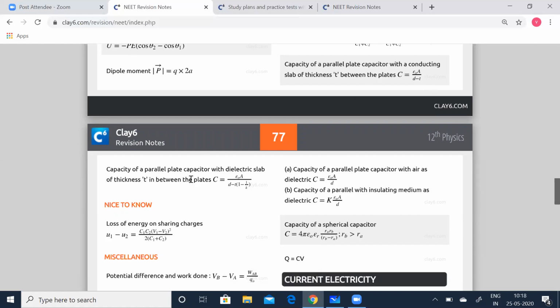Capacitance of a parallel plate capacitor with a dielectric slab. Dielectric is an insulating material, you all know that. It can be either mica, oil or any medium, even paper, of thickness t in between the plates. C is equal to epsilon 0 A divided by D minus t times 1 minus 1 by K. So remember, if it is just a conducting slab, you can apply the previous one. And if there is a dielectric slab, you can apply this one.